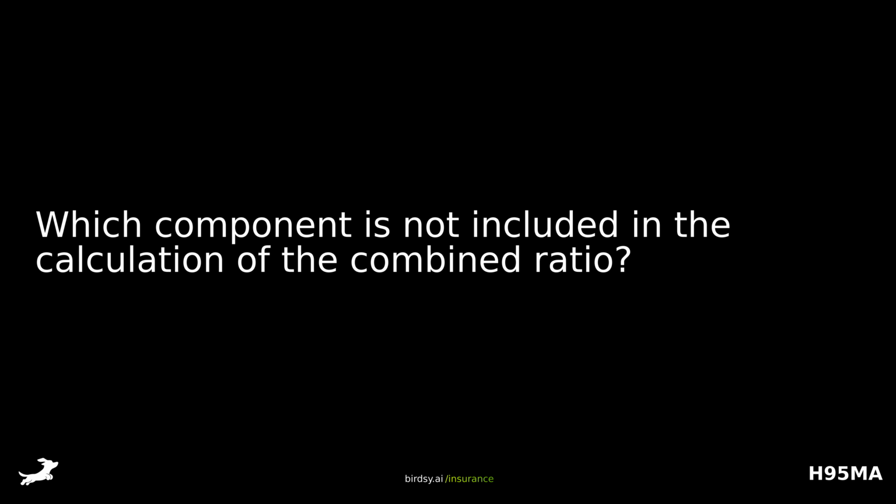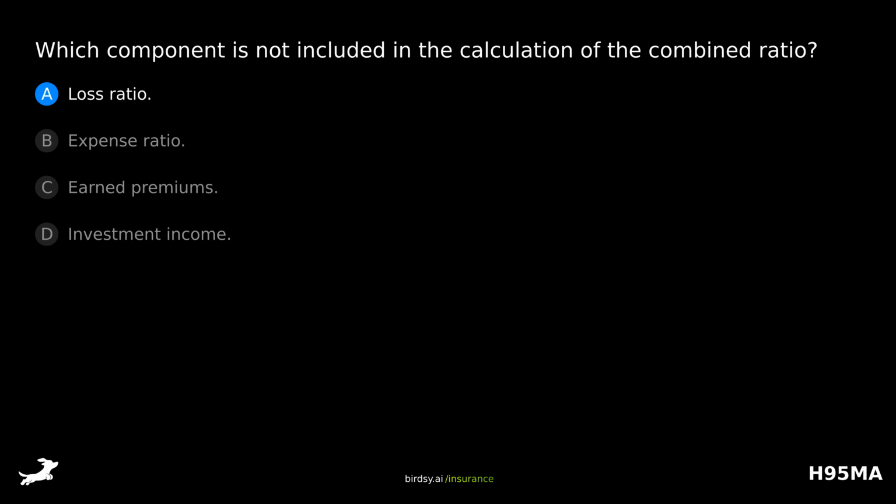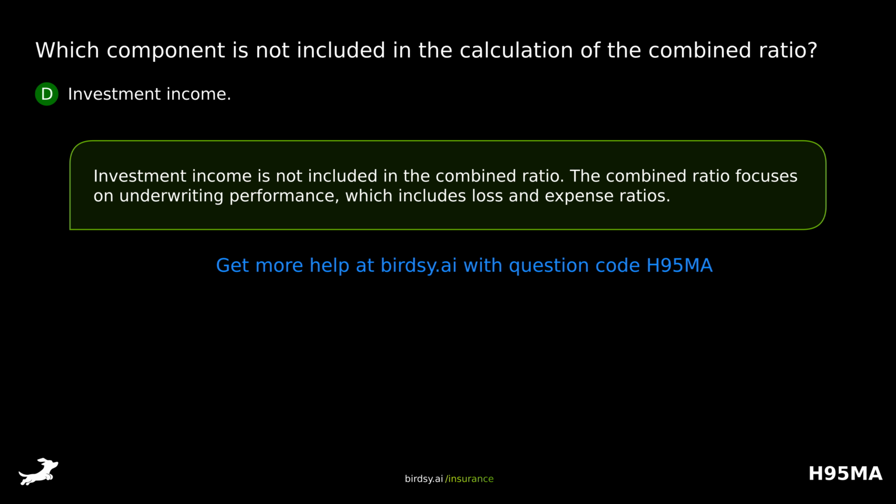Which component is not included in the calculation of the combined ratio? Is it A, loss, B, expense ratio, C, earned premiums, or D, investment income? The answer is D, investment income. Investment income is not included in the combined ratio. The combined ratio focuses on underwriting performance, which includes loss and expense ratios.